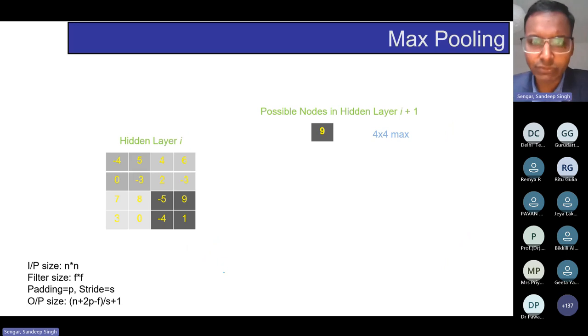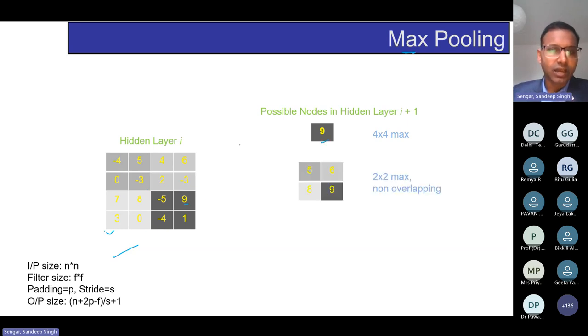Next layer is max pooling. The main task of max pooling is to reduce the complexity, right? For example, we have this 4 cross 4 image, right? In this 4 cross 4 image, we are applying 4 cross 4 max pooling. Then we'll take the maximum value out of this. And the maximum value is 9, so we'll take 9. Next, if we have 2 cross 2 max pooling, non-overlapping max pooling, then we'll go for this 2 cross 2, right?